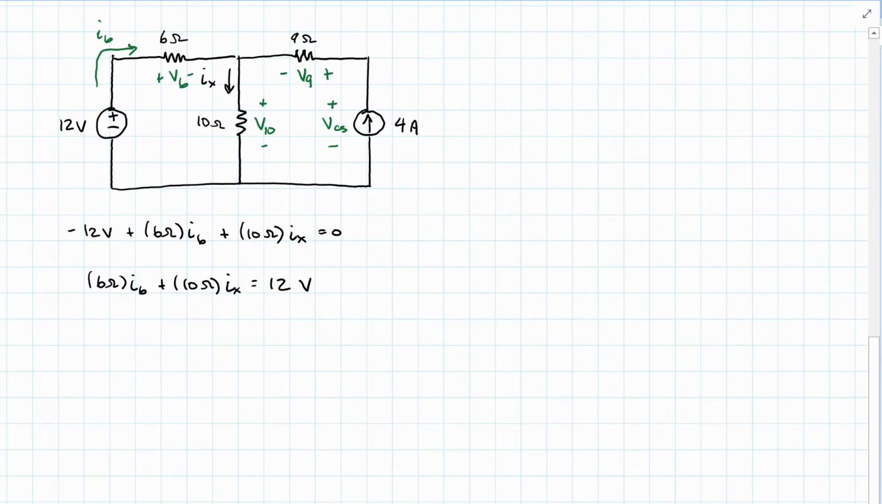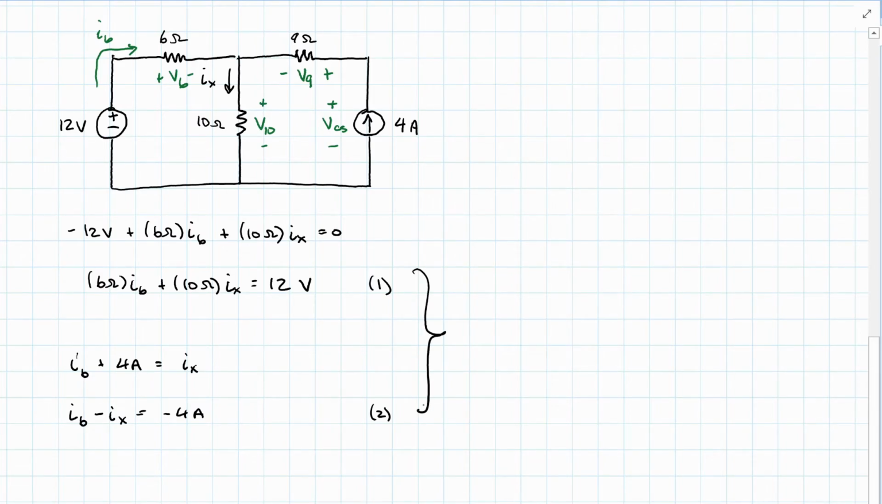If I apply Kirchhoff's current law at the top middle node where all of the resistors join again, I will have the relationship I6 plus 4 amps is equal to IX, which I can rearrange as I6 minus IX is equal to negative 4 amps. And again, I have two equations, each containing the variables I6 and IX.